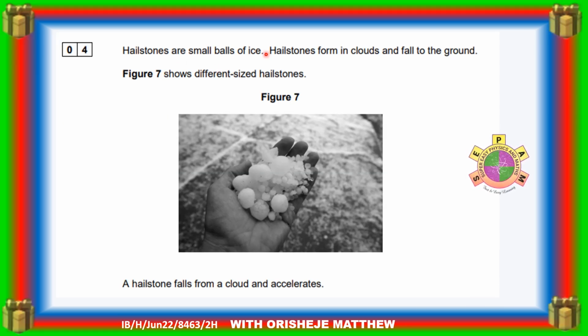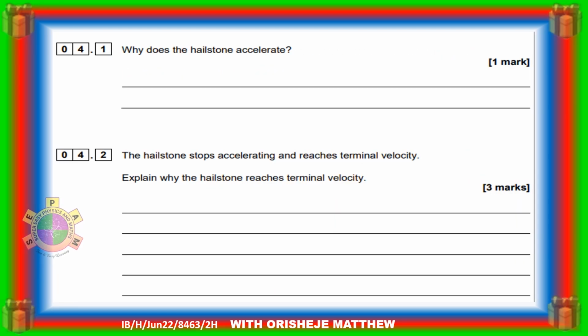Hailstones are small balls of ice. Hailstones form in clouds and fall to the ground. Now figure 7 shows different size hailstones on the hand of this person here. Now hailstones fall from a cloud and accelerate as they fall down. So why does the hailstone accelerate?